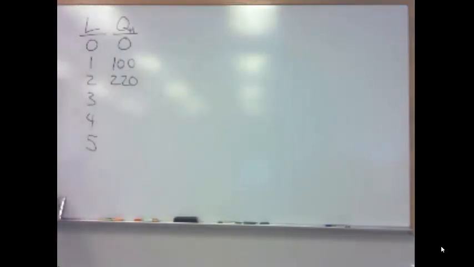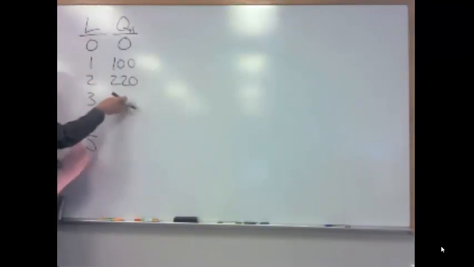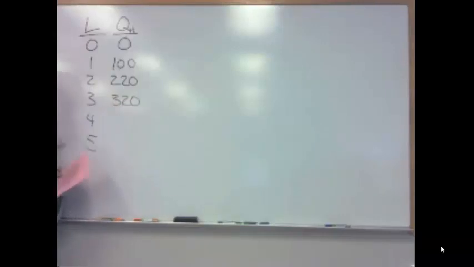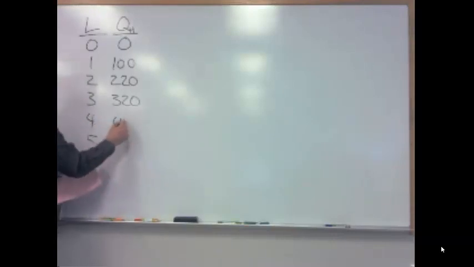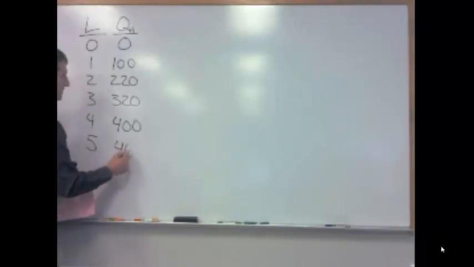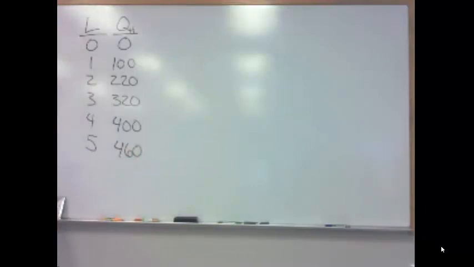There's that increasing returns, maybe due to specialization. But the 3rd person only adds another 100. So production ramps up to 320. The 4th person gets us up to 400. And now with 5 people, we can crank out 460 hamburgers.